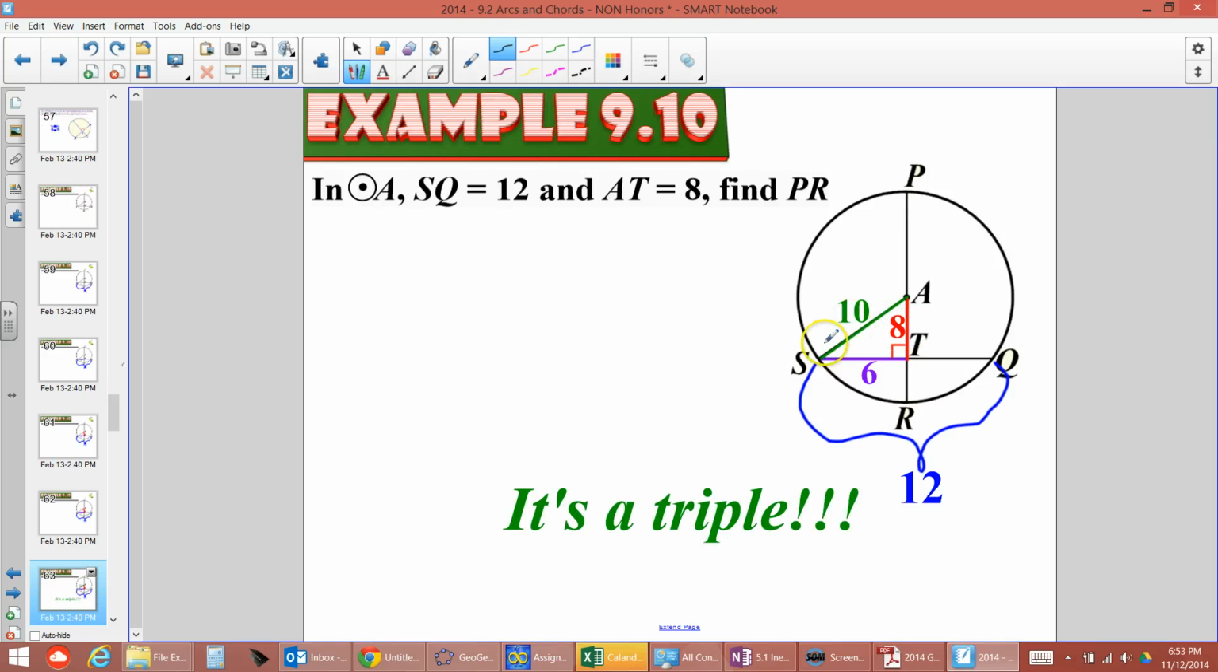Triple. So since SA is 10, isn't SA a radius? Okay. So isn't AP also a radius? So this one up here is also a 10. And AR, this one's also a radius of 10. So that means that PR is just a length of 20. Booyah! I like that. Okay, so we've got all that information down.